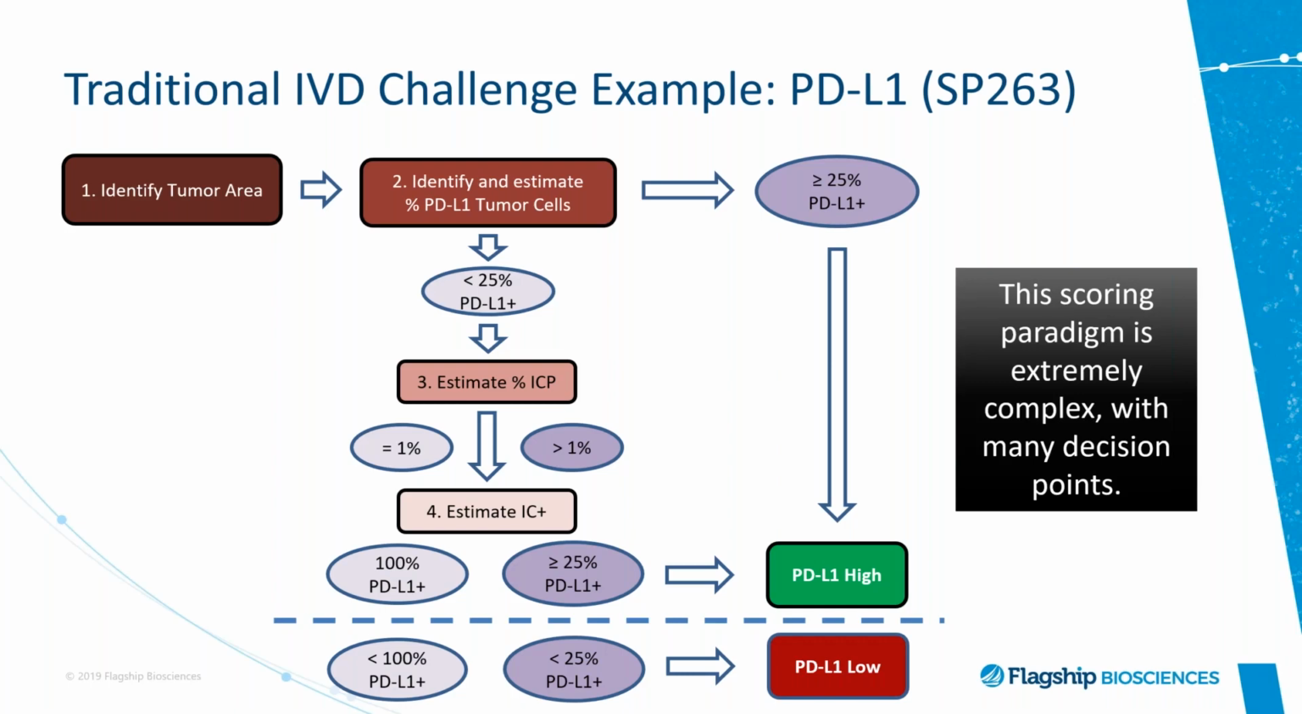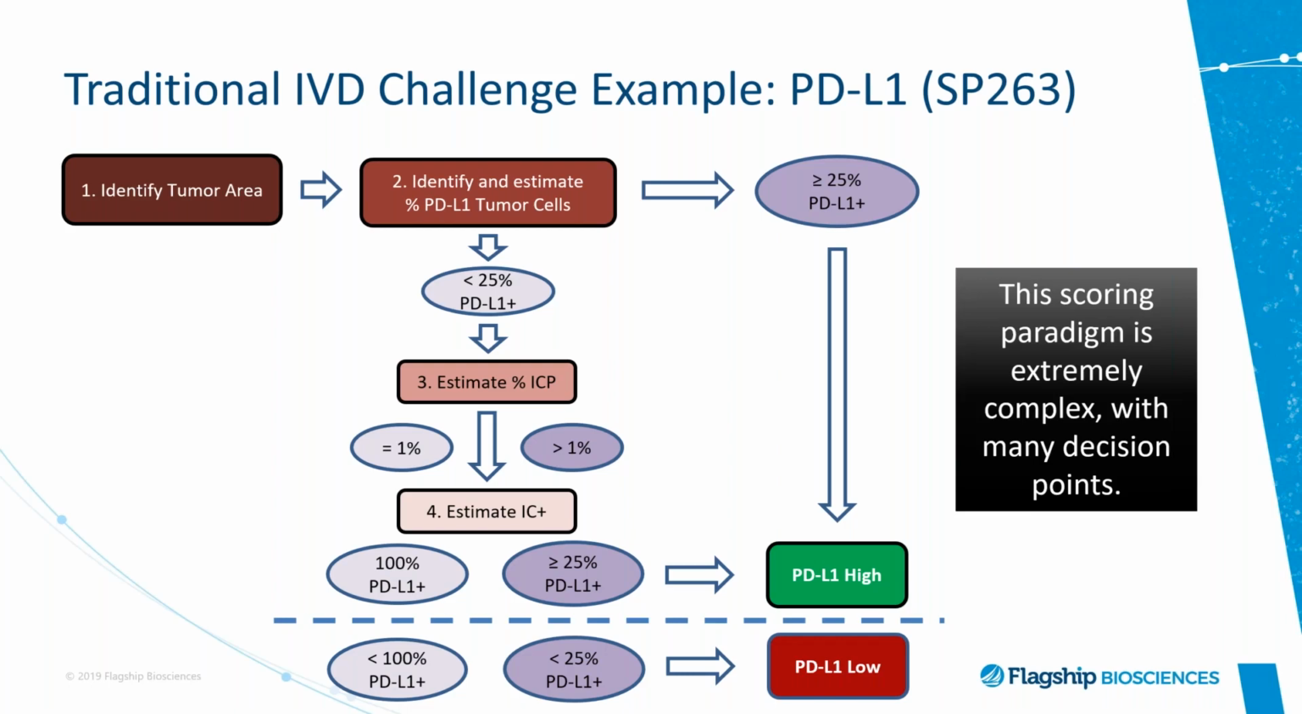Let's look at an example of this challenge. Let's focus for a moment on one of these antibodies, which is SP263. So first you identify the tumor area, then you identify and estimate the percentage of PD-L1 positive tumor cells. If the percentage of tumor cells is above or equal to 25%, then you can declare the slide to be PD-L1 high.